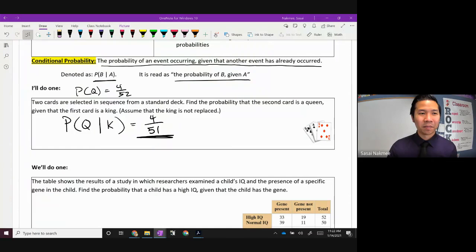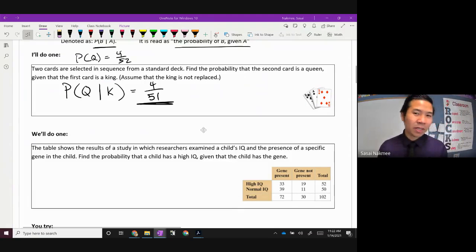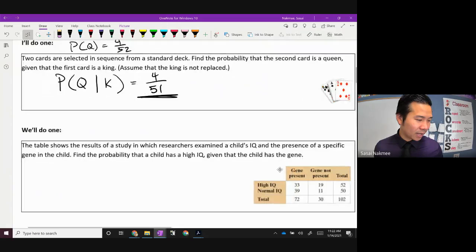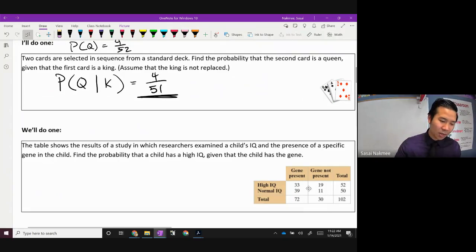It's just calculating that. Let's go ahead and take a look at this one. You guys probably learned conditional probability in your other math classes using these charts. Does this chart look familiar? Have you seen this before? Where it has one event occurring and then another event occurring and it overlaps them like this. No, you haven't seen it? That's all right, I'll show it to you this time. So what this states is there's 52 children with high IQs, and 50 children with normal IQs. So they're looking at a total of 102 children.